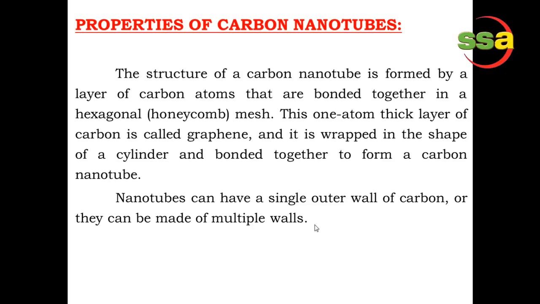The one atom thick layer of carbon atoms is called graphene, and it is wrapped in the shape of a cylinder and bonded together to form carbon nanotubes. Now, carbon nanotubes have a single outer wall of carbon or can have multiple walls. If it possesses a single outer wall of carbon, it is simply called a single walled carbon nanotube, or if it is made of multiple walls, then it is called a multiple walled carbon nanotube.